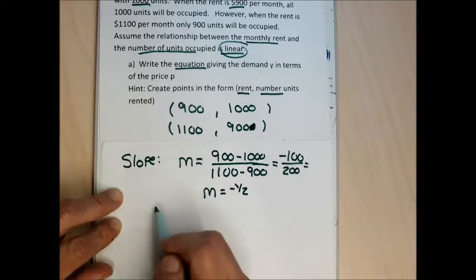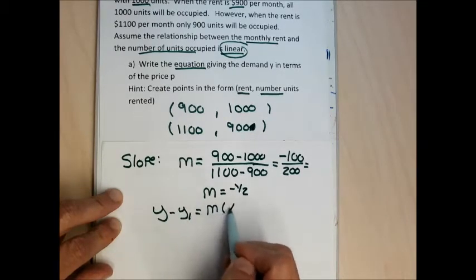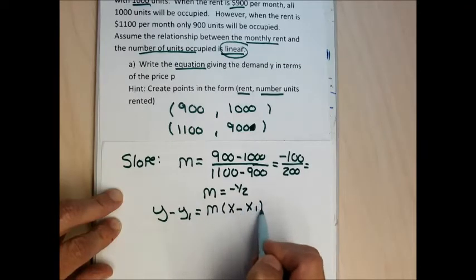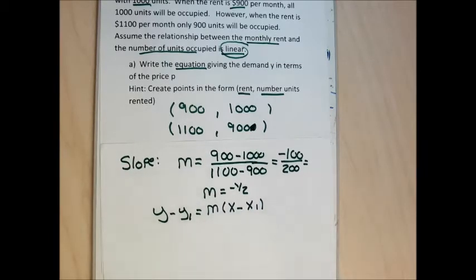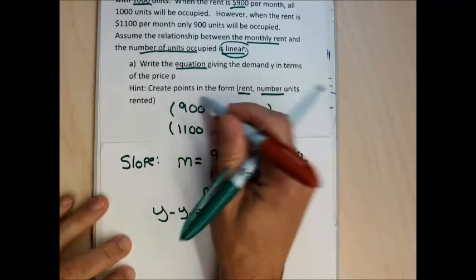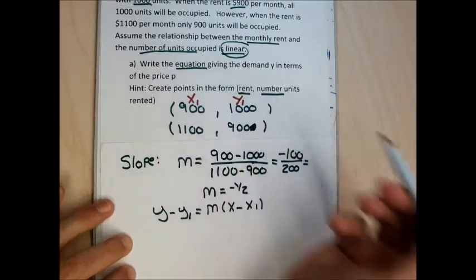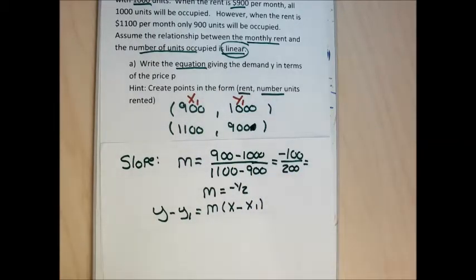Once I have the slope, I can use the y minus y1 equals m times x minus x1 to get the equation that I need. Maybe I might want to put different letters in, but as long as I understand that the x's represent the dollar amount of the rent and the y's are the number of units rented, I can live with x and y. Into this equation, for y1, I'm going to put 1,000 just because that's the first point, and usually y1 stands for the y-coordinate of the first point. And for x1, I'm going to plug 900, which is the x-coordinate of the first point.